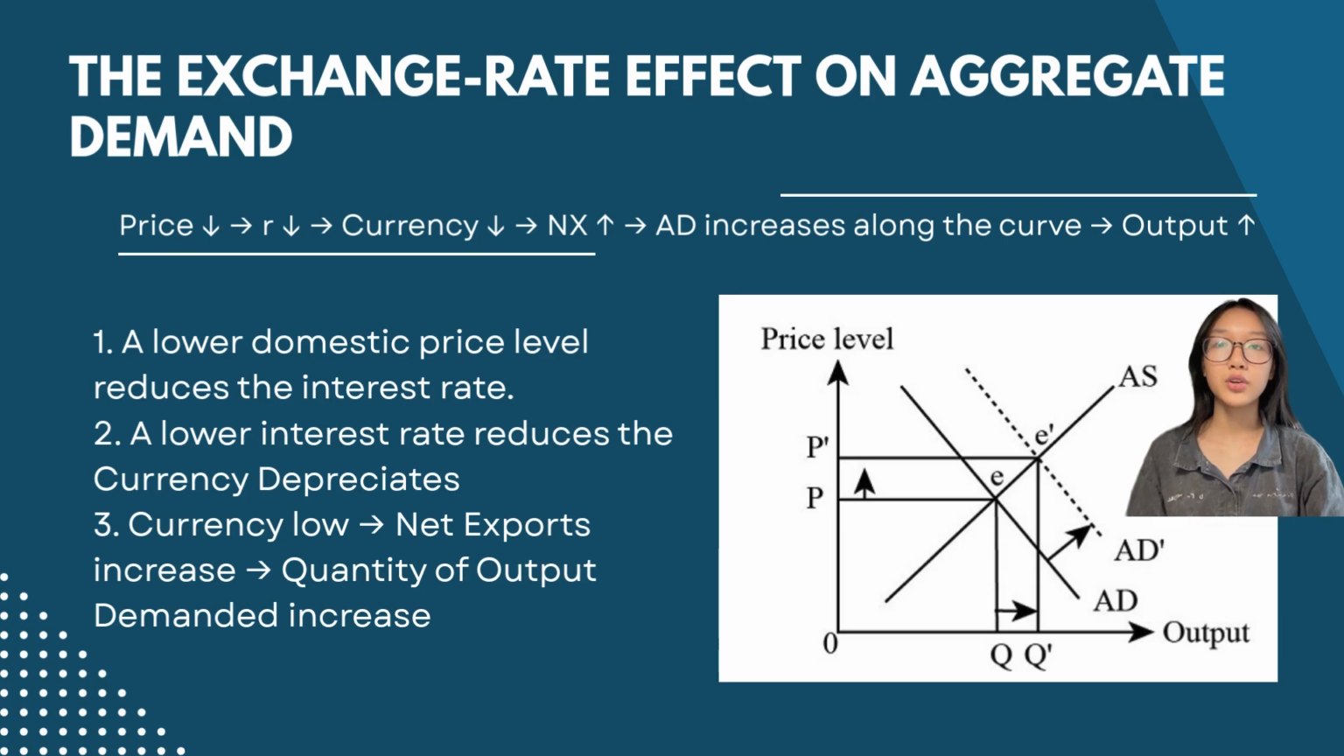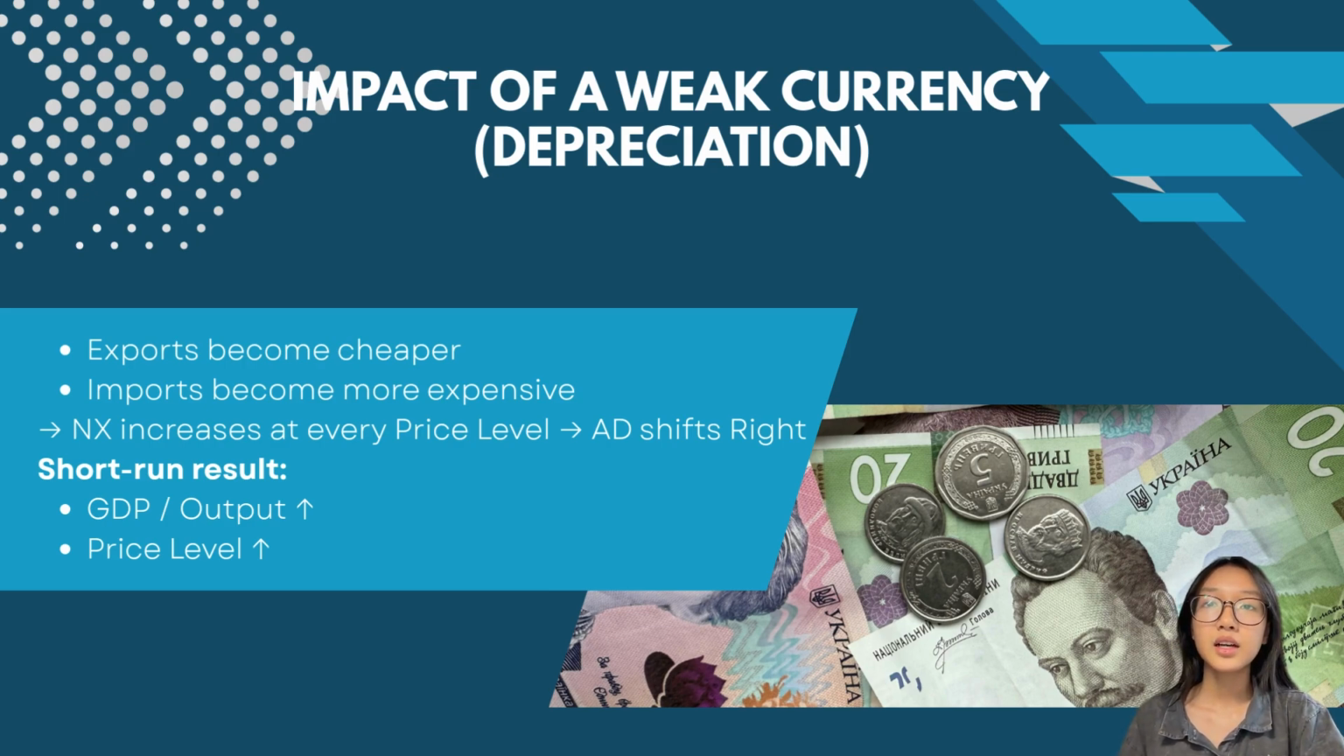As you can see here in the chart, it explains how the price level and the output affect the aggregate demand. Next, the impact of a weak currency in a country, which is also called depreciation. When a country has a weak currency, their exports become cheaper and their imports become more expensive. Therefore, their net exports will increase at every price level and their AD curve will shift right. So the short-run result is that GDP and output are increasing, and also the price level is increasing.